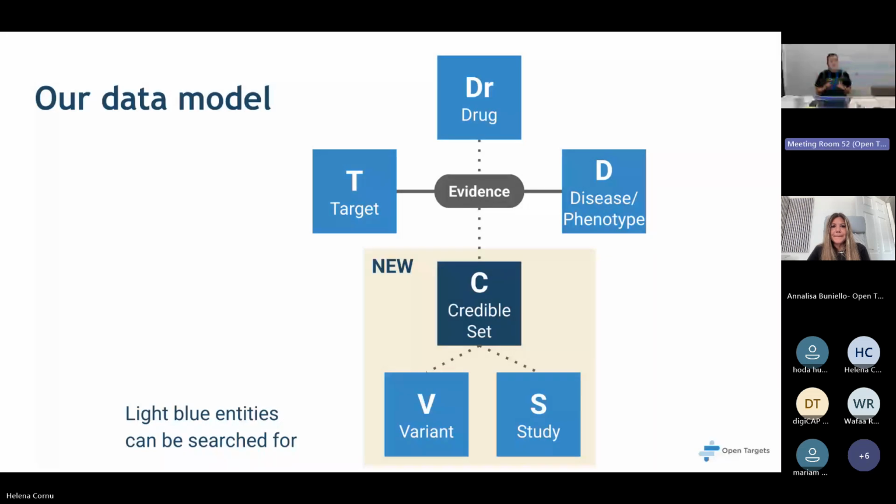So I've mentioned this, but yeah, all of the ones that are in light blue are things that you can search for, which means that if you go to the platform, you can directly type in your favorite variant, for example, into the search bar, or your favorite gene, for example, and that should come up. You can't currently search for credible sets, but everything else can be a starting point for your exploration of the data in the platform.